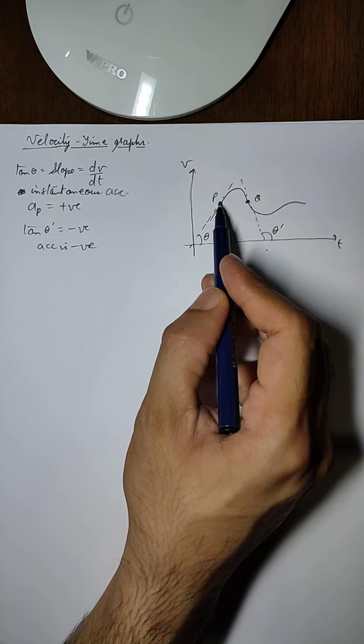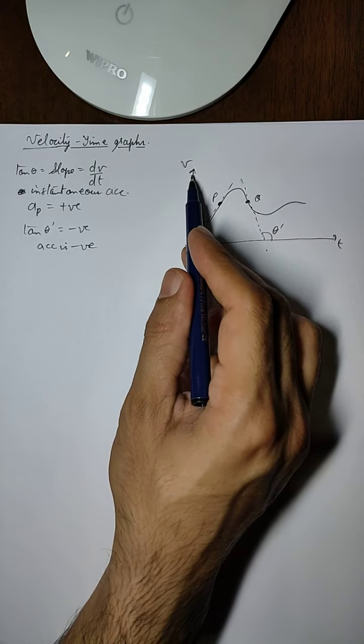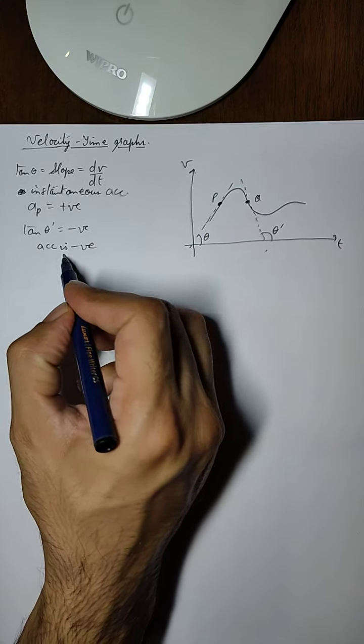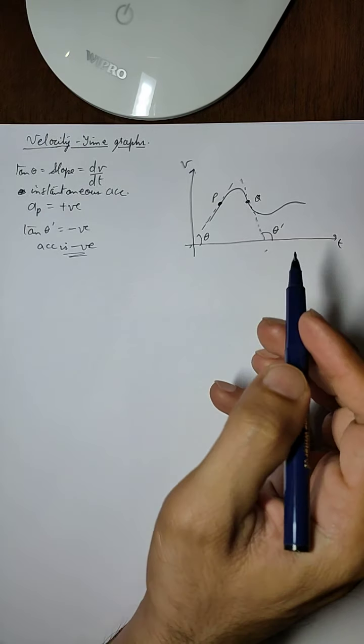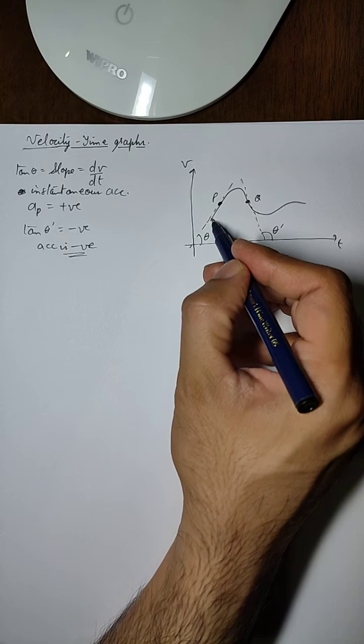So we can see also that velocity will decrease as we come down in this graph. The value of velocity will keep on decreasing. That is because the acceleration is negative. Now another important thing about velocity time graph is the area under the curve.